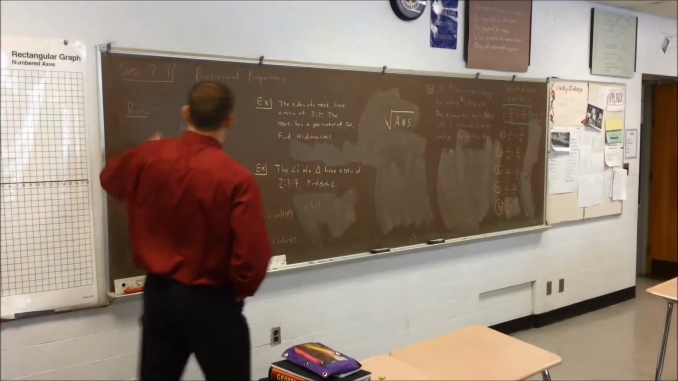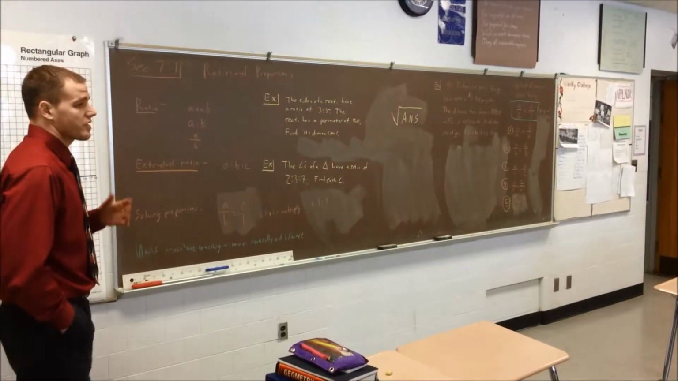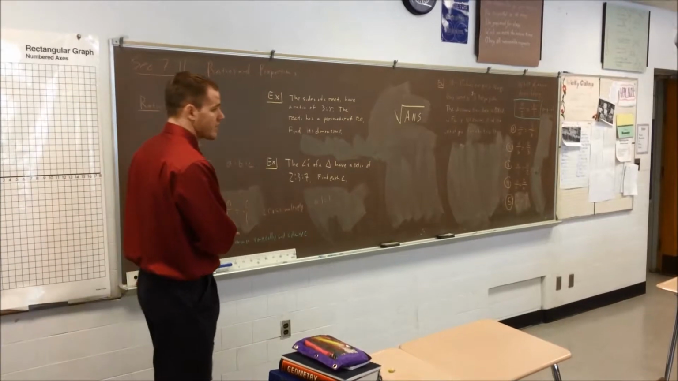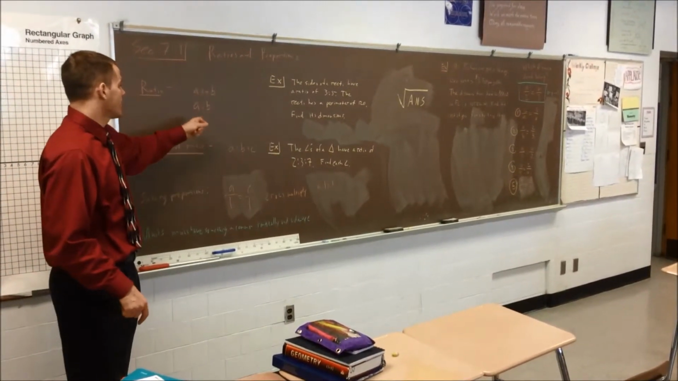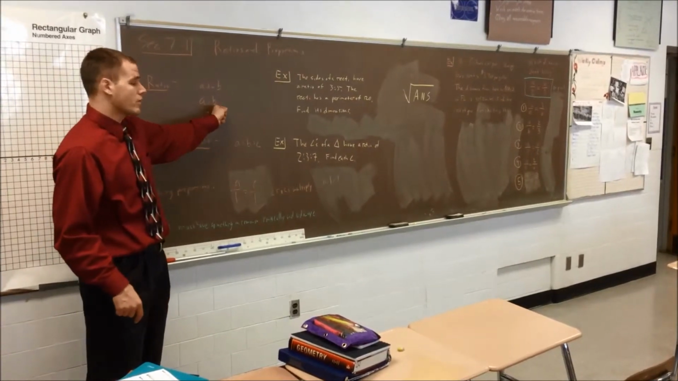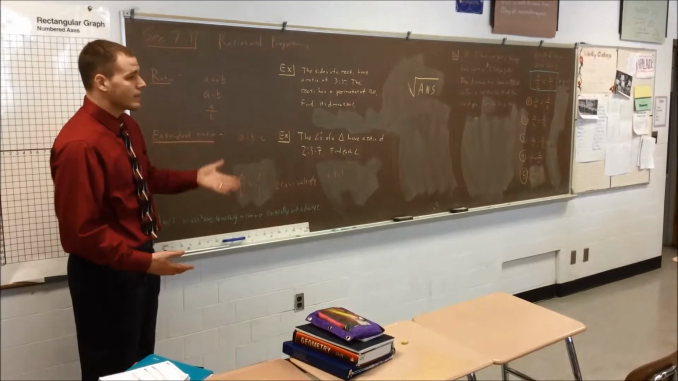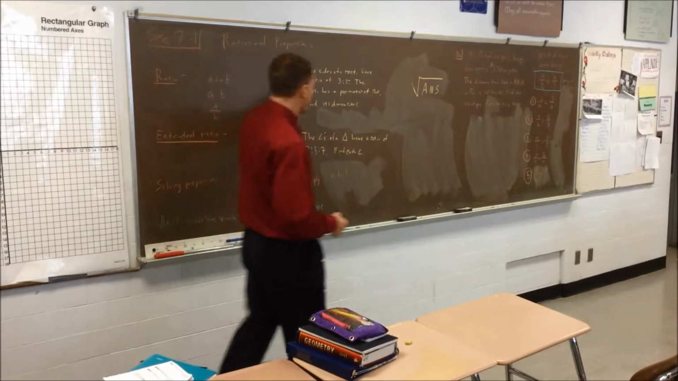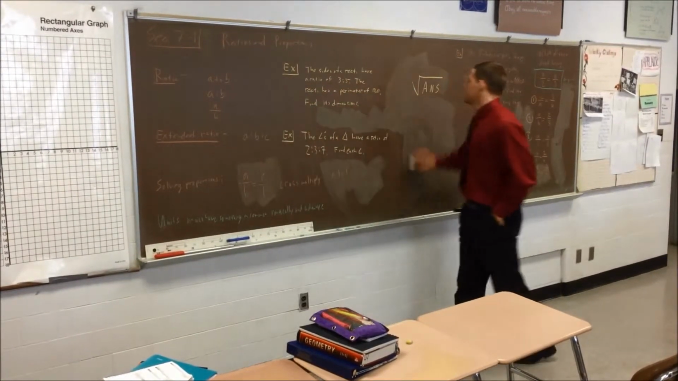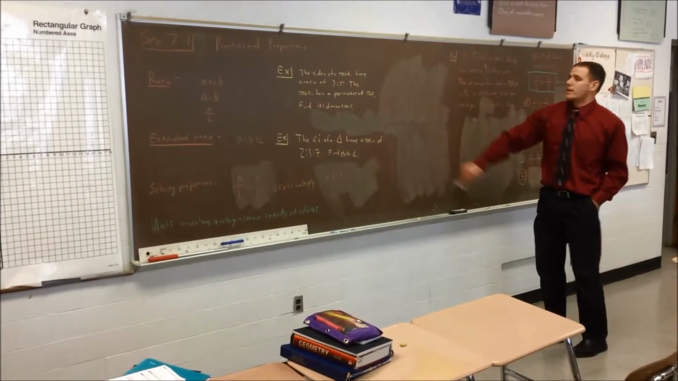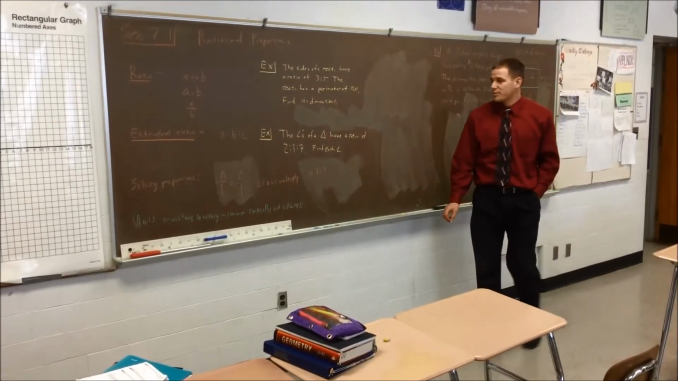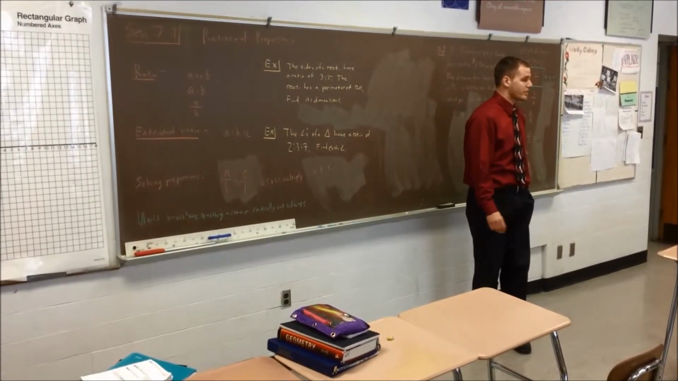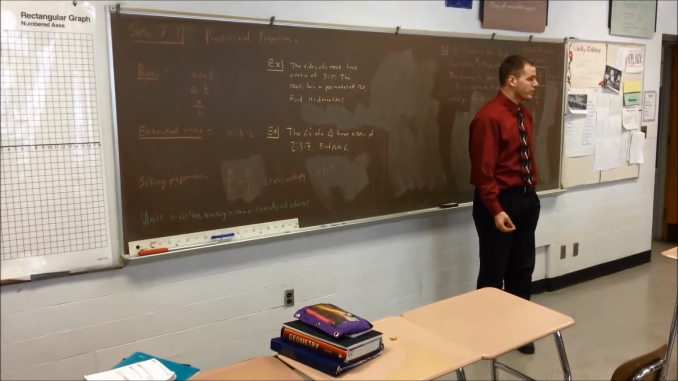Alright, so today we're going to be doing stuff with ratios and proportions, getting into similar triangles, things like that. Ratios: A to B, you can write it A colon B or A over B. We're going to do an example problem here. The sides of a rectangle have a ratio of 3 to 5. The rectangle has a perimeter of 120. Let's find its dimensions.